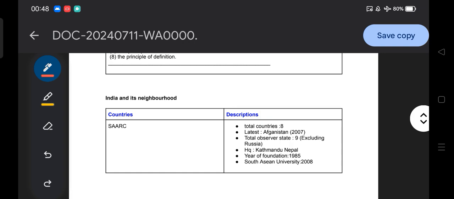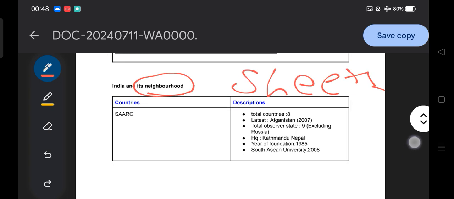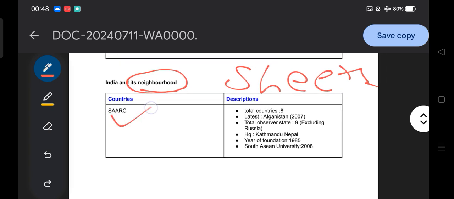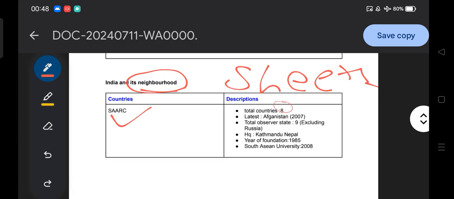With the help of one sheet, I would like to cover the topic India and its neighborhood. We will cover it in this way. For example, SAARC, the South Asian Association for Regional Cooperation: how many members does it have? The total is 8 members. If someone asks how many members are in SAARC, then the total is 8 members.